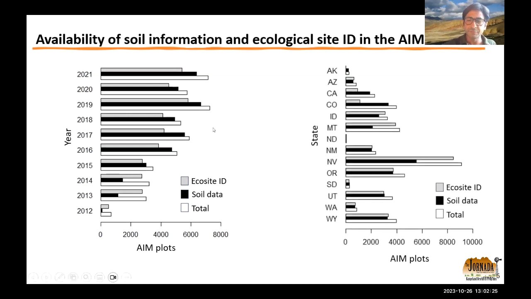When you look at this information by state, we see that the states with more public lands, because this program is done on public lands, have more plots, in the case of Nevada, Montana, and Oregon as well. And we see also in Nevada, there are more ecological site IDs than soil data. Montana as well. But when you look at California and Colorado, we have a bunch of soil observations and not so many ecological site IDs.